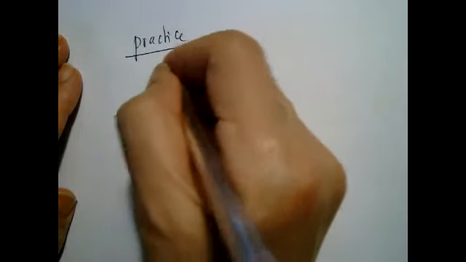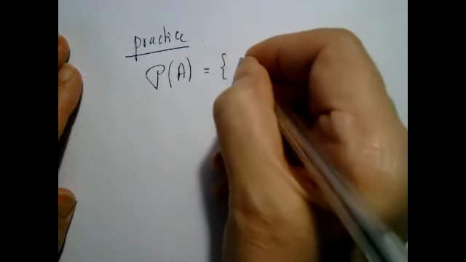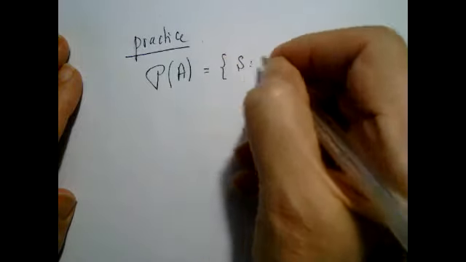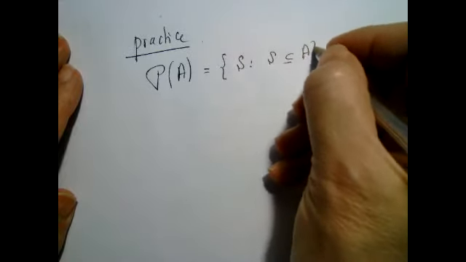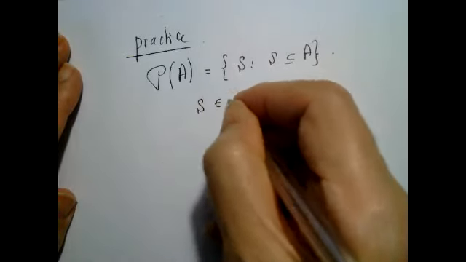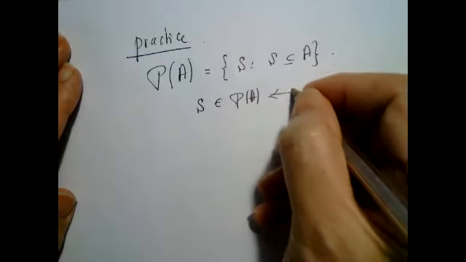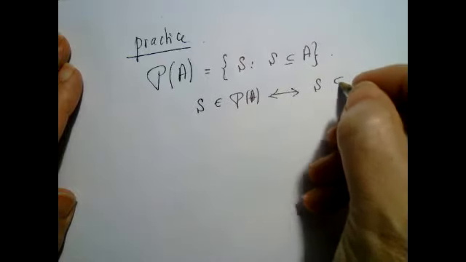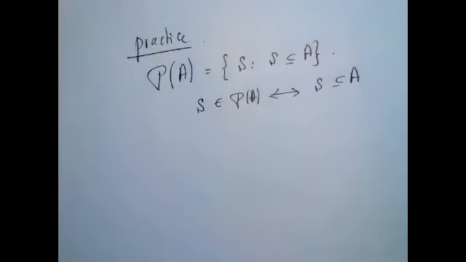Let us remember what the power set of a set is. The power set of A is all the sets S that are subsets of A. So S is an element of the power set means S is a subset of A. Okay, these are the power set. In case you forgot it, we have to review.